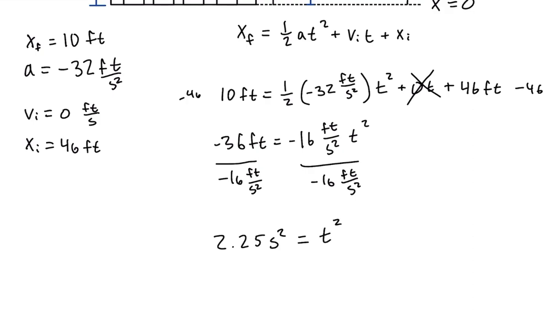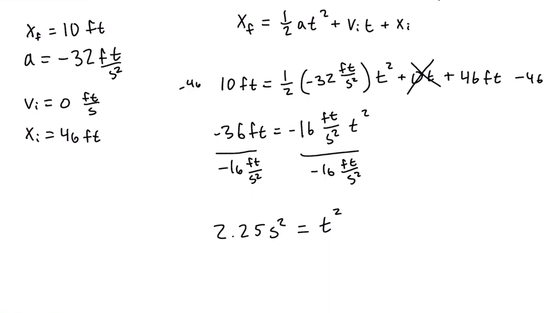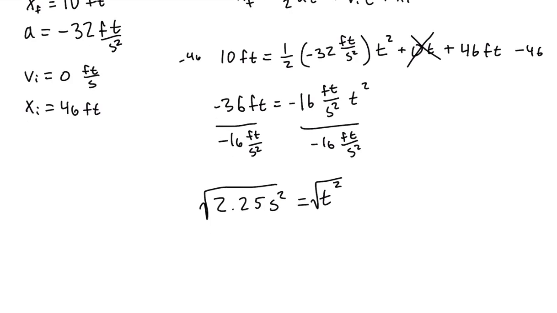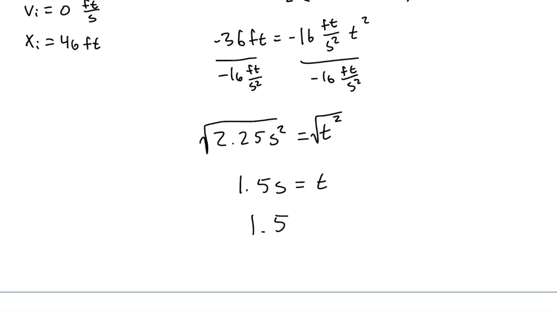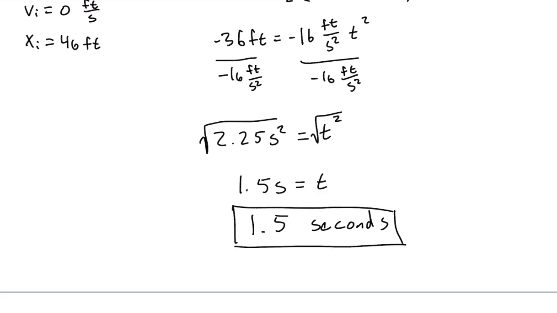Now, you may be thinking, what is a second squared? It doesn't really matter because it equals time squared over here, which will also be in the units of second squared. Once we take the square root of it, that squared will go away. So we'll take the square root of both sides to get t by itself. Square root of 2.25 is 1.5. So equals t, and that's in seconds. So our final answer is it will be in the air for 1.5 seconds. Bam. Okay, that wasn't so bad.